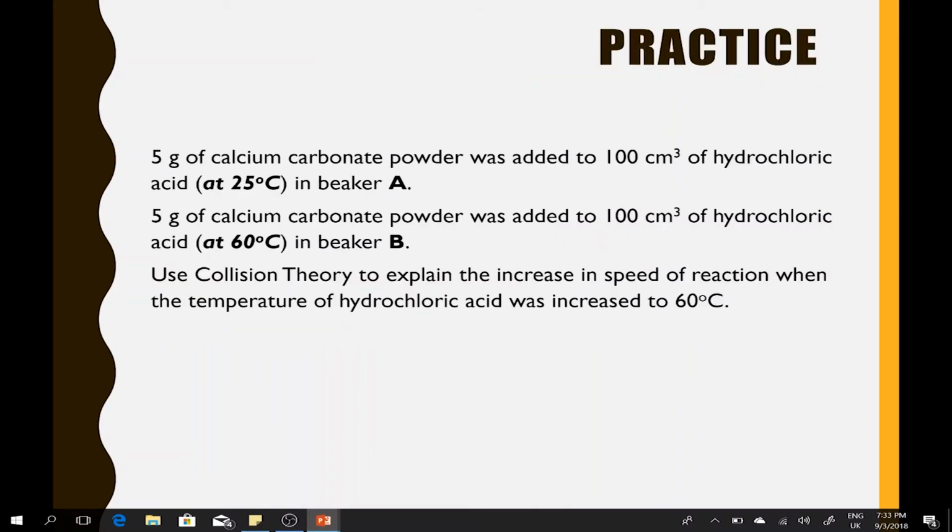Let's practice. You are given 5 grams of calcium carbonate and 100 cm³ of hydrochloric acid, and it's added into beaker A. This is kept at 25 degrees Celsius. In beaker B, everything's the same, but now the temperature is at 60 degrees Celsius. It's of a higher temperature. So use collision theory to explain the increase in speed when the temperature was increased to 60 degrees Celsius.